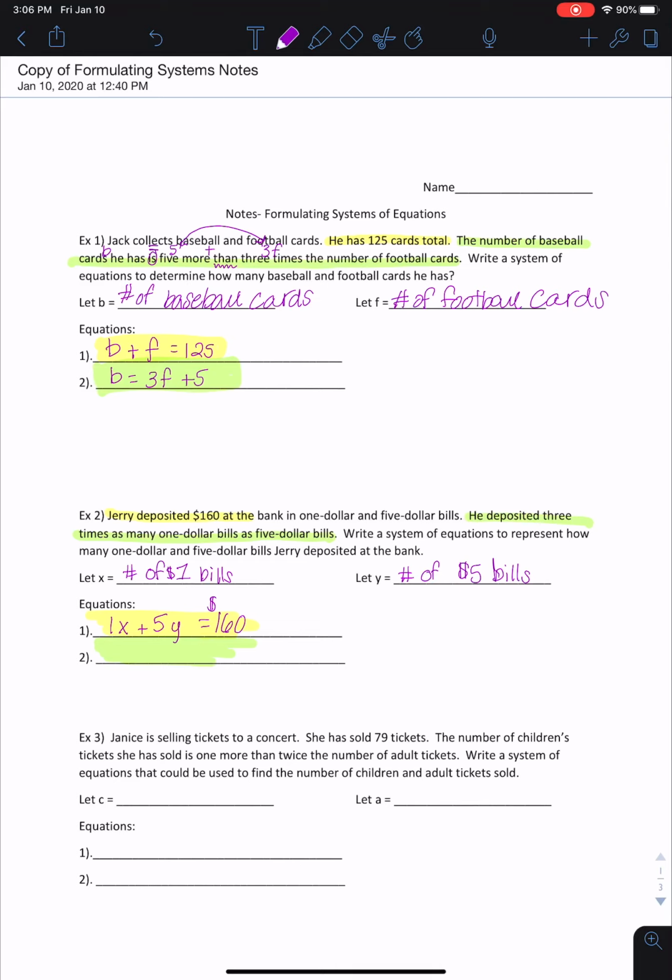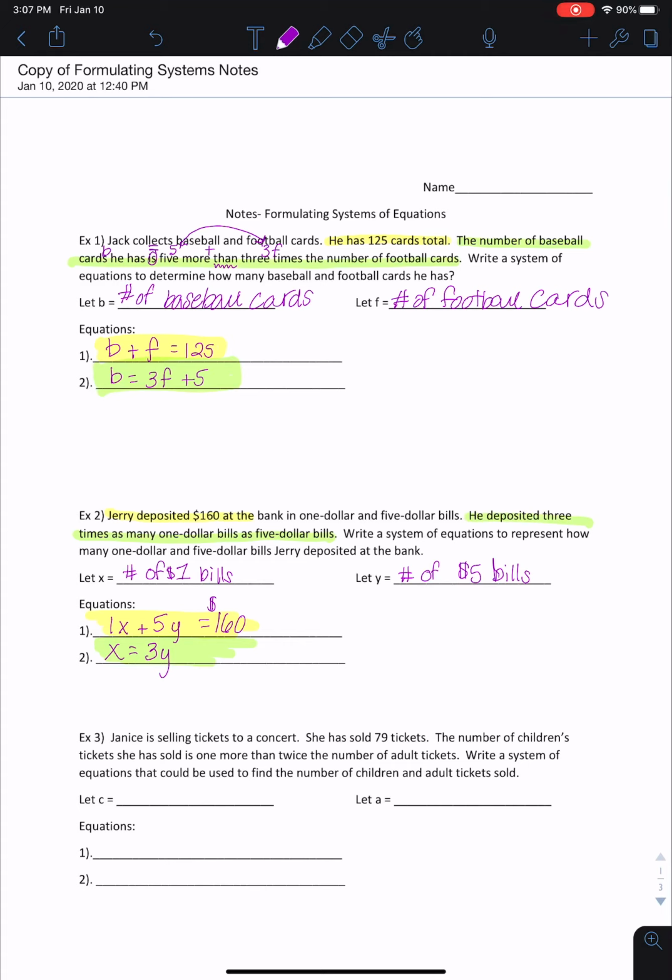If he deposited 3 times as many $1 bills as $5 bills, I don't know the total, and I don't know the word is, so I don't have an equal sign. If that's the situation, you need to ask yourself, which one does he have more of? If he deposited 3 times as many $1 as he did $5, then he has more $1 bills. So I'm going to say the $1 bills X is equal. Then on the other side of the equal sign, I need to say how many more does he have? This says he has 3 times the other.